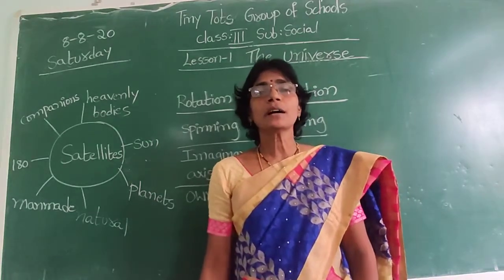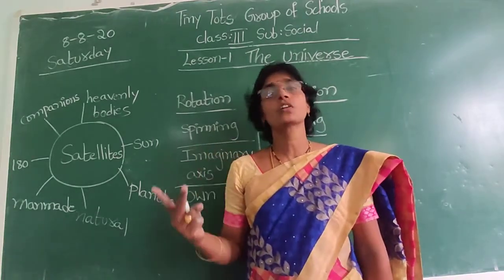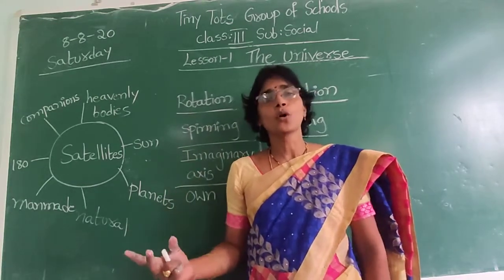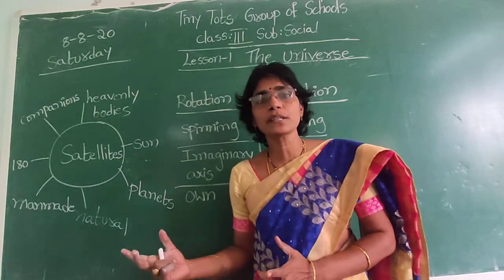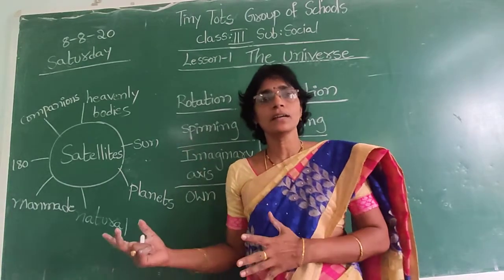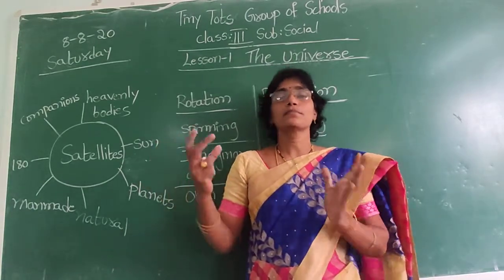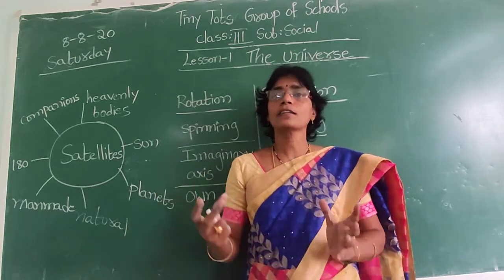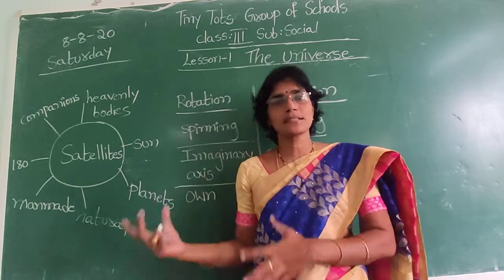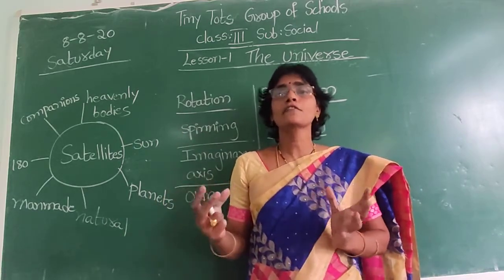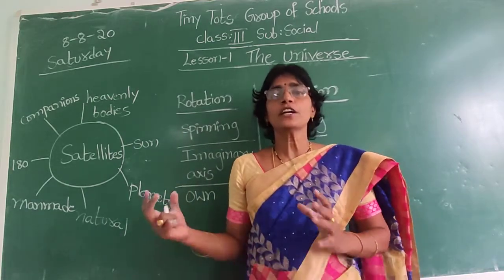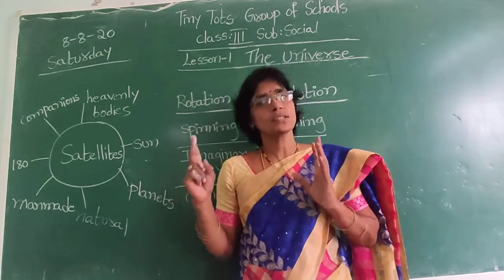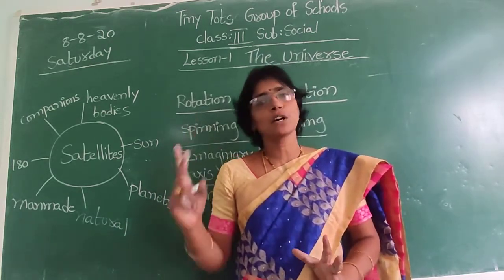Already we completed two sessions about the universe, the lesson number one. We came to know what is the meaning of universe and how it is formed and what is the Milky Way galaxy and what are the planets and about sun and what are the features of planets. We came to know all these in the completed two sessions. I will explain one more time.